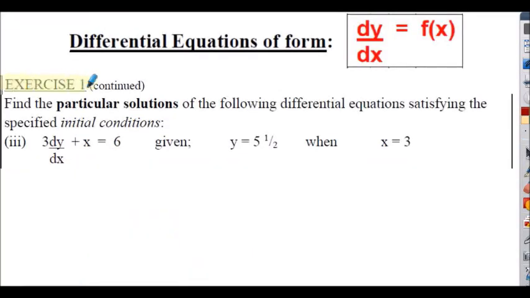Exercise 1 continued. Now we've got to find the particular solutions for the given differential equations and the specified initial conditions. So for part 3, we're given 3 multiplied by dy by dx plus x is equal to 6, and we're given that y is equal to 5.5 when x is equal to 3. I would encourage you to stop the presentation and attempt exercise 1 part 3, where the full worked solution is shown on the following slides.